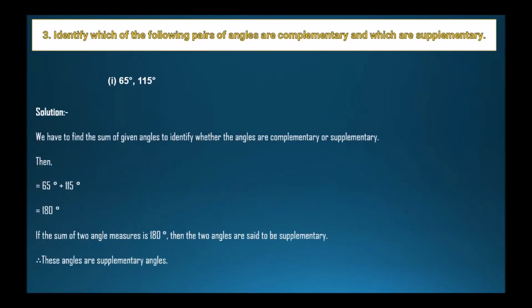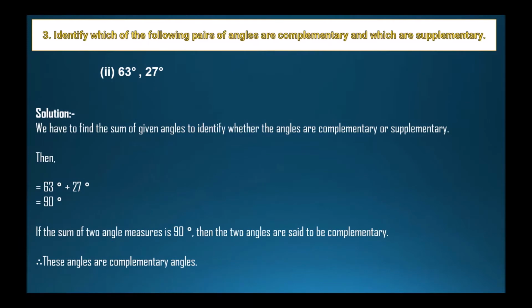Now we have to identify which of the following pairs of angles are complementary and which are supplementary. 65 degree and 115 degree. So we have to find the sum of given angles to identify whether the angles are complementary or supplementary. 65 degree plus 115 degree, that is 180 degree. So the sum of two angles measured is 180 degree, then the two angles are said to be supplementary. So these angles are supplementary angles.